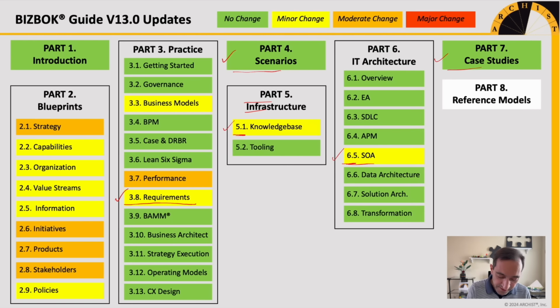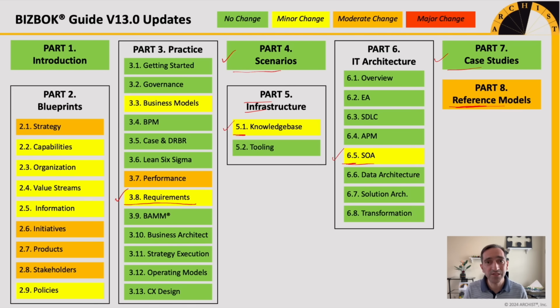In part 7 or case studies, we see no changes. And under part 8 or reference models, in every update of the BIZBOK guide, we see quite moderate changes across all of the reference models in the BIZBOK guide. But specifically in version 13, we also see a change in one of the reference models that used to be called member-based organization, and now we call that an international development organization. And that's referring to expanding the scope of the reference model to refer to typically mission-based organizations.